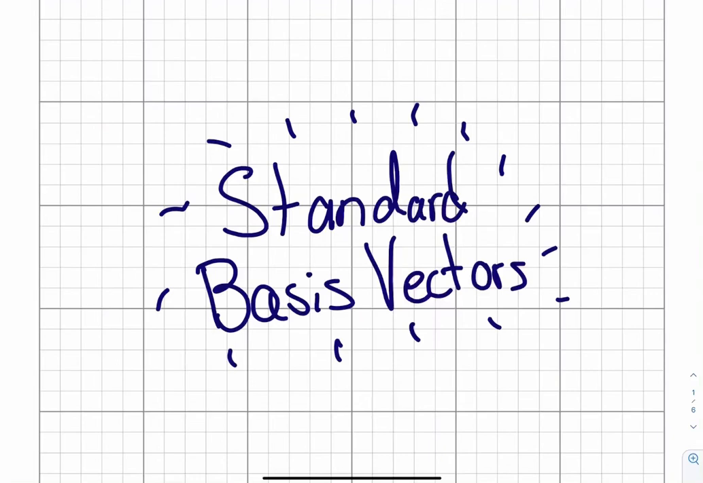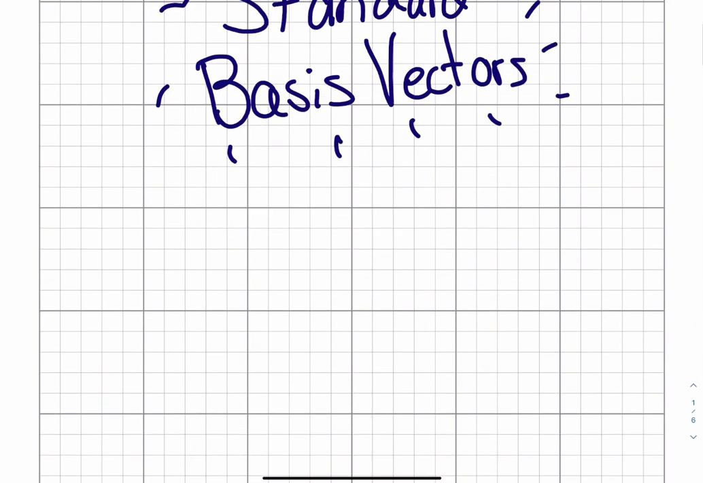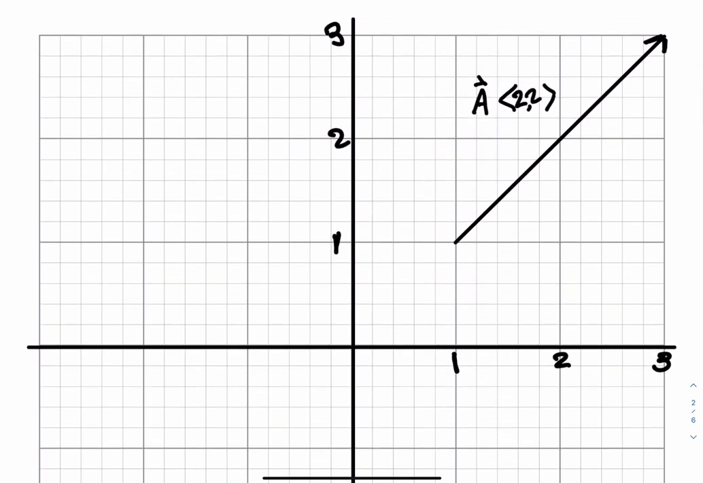Hello and welcome back. Today, we'll be going over the concept of standard basis vectors. To begin, let's define this vector A as the sum of a horizontal and vertical vector.